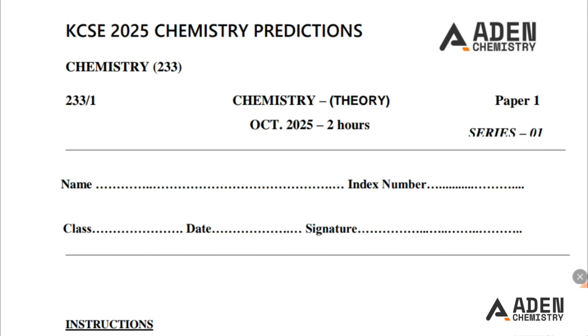Hello students, welcome. Previously on our KCSE 2025 chemistry predictions, we have done part 1 of chemistry PP1 in the first series. So we have done from question number 1 all the way to question number 15. So today we are going to proceed to part 2 of our series 1, where we are going to do question number 16 all the way to question number 31. Kindly stay with us until the end of the video.